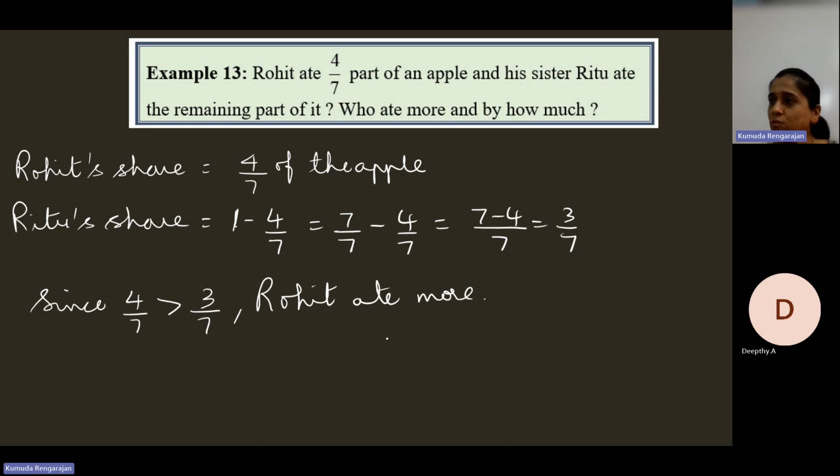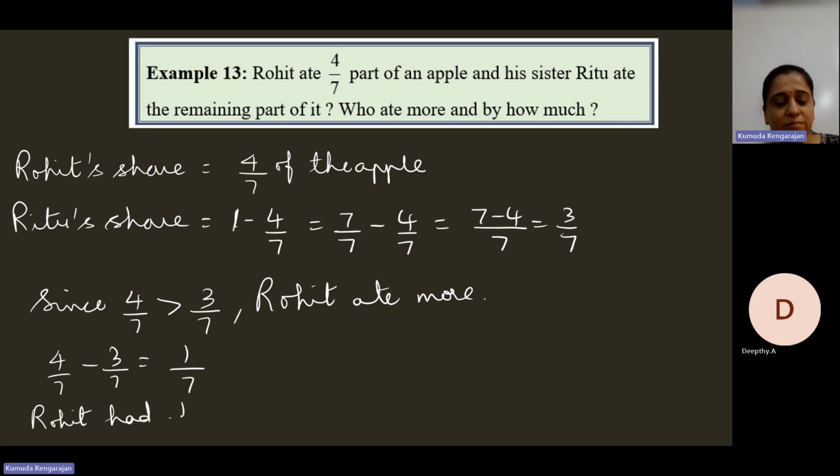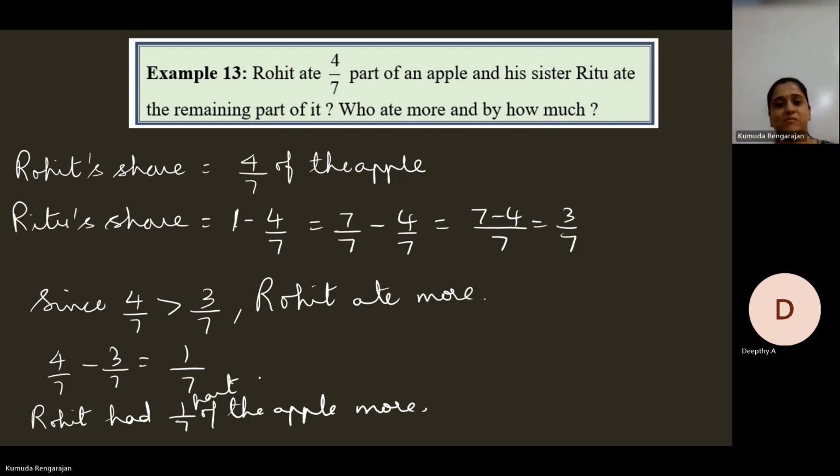By how much? You cannot write 1 piece. 4 by 7 minus 3 by 7 is equal to 1 by 7. So Rohit had 1 by 7 of the apple more. Enough, this is enough. Correct? Okay, 1 by 7 part of the apple. Perfect, yes. All right. Correct.